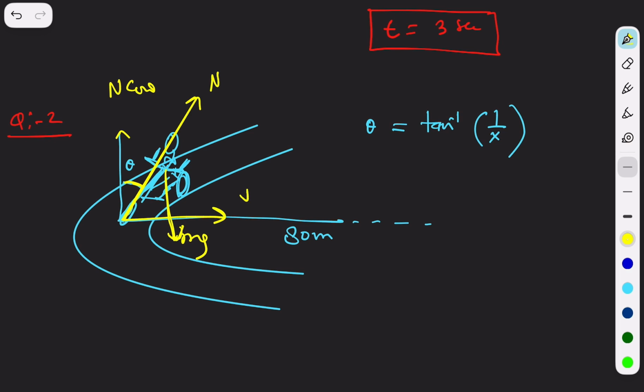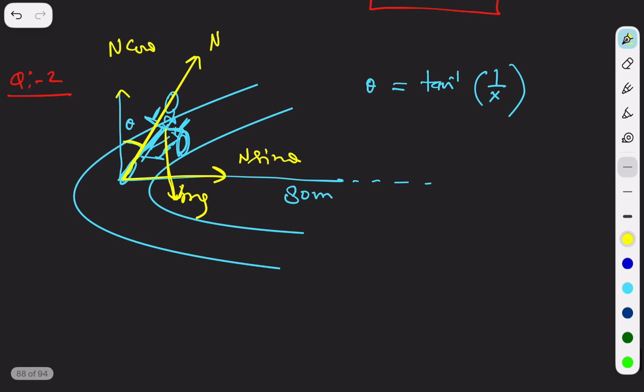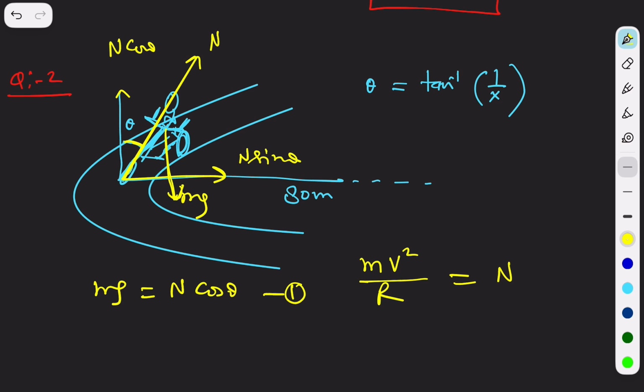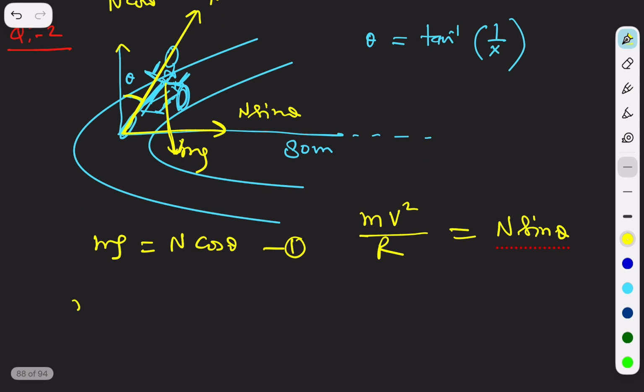Okay, so guys, we can say that because the body is in vertical equilibrium, mg should be equal to N cos theta. That is the first equation. And because it is taking the turn with a certain speed, it needs a centripetal force towards the center. So how much centripetal force does it need? It needs mv square by r, and that should be equal to what? Who is going to provide this to you? It is going to be provided by N sin theta only.